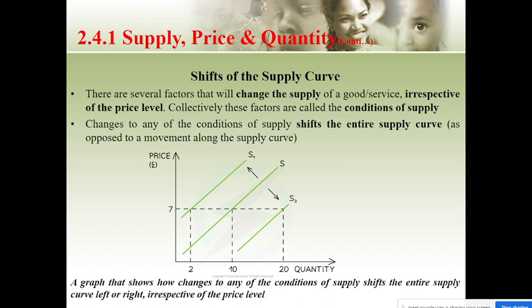So we are at level 2, and whenever the cost of production goes down or the indirect tax exerted by the government goes down, we will try to supply more and more products into the market. Are you getting my point? So that is the basic idea of a shift of the supply curve from the supply, price and quantity point of view.